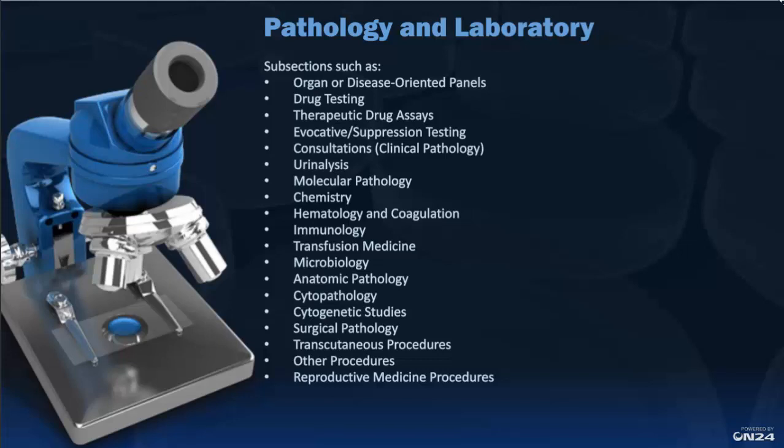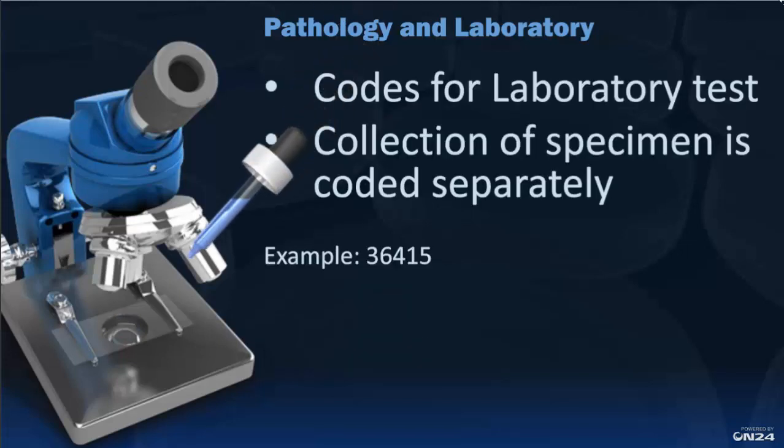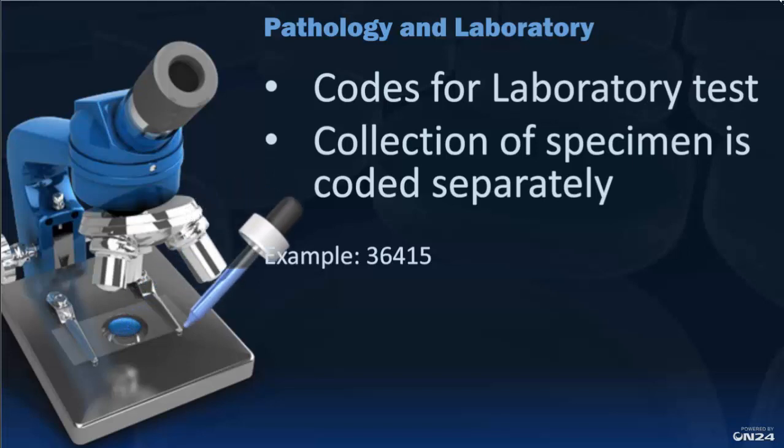reproductive medicine procedures. When coding for pathology and laboratory, you may have to code for the collection of the specimens separately. I have an example of 36415. This is to be used when you are coding for the collection of blood via venipuncture, okay? So it's taken by a needle. You would also code for the laboratory test as well, of course.